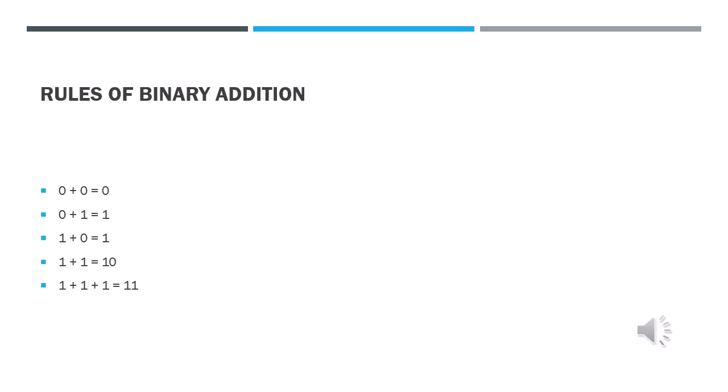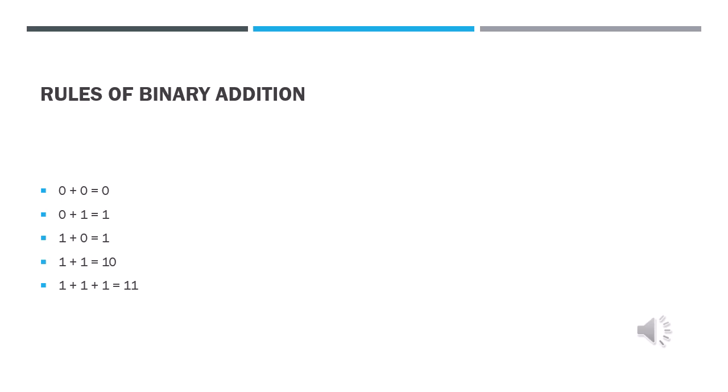Just like in decimal, 0 plus 0 is equal to 0. 0 plus 1 becomes 1. 1 plus 0 becomes 1. These three rules are the same as the math rule. But when it comes to 1 plus 1, it will become 1 0, not ten, one zero.